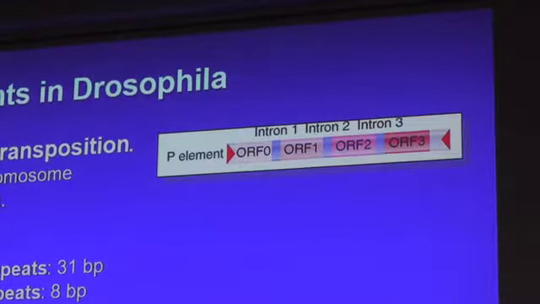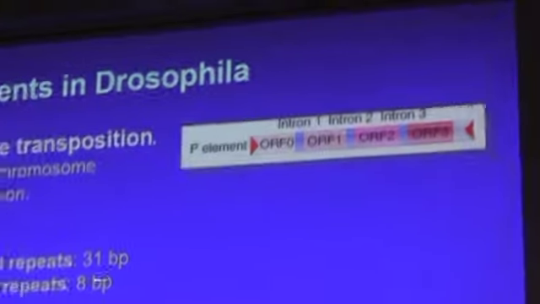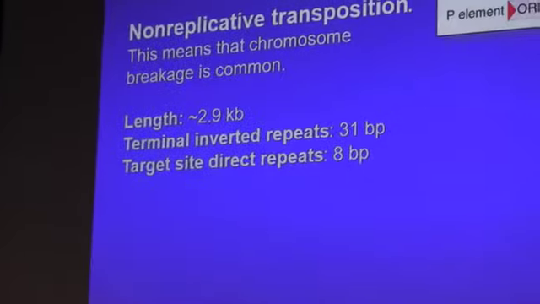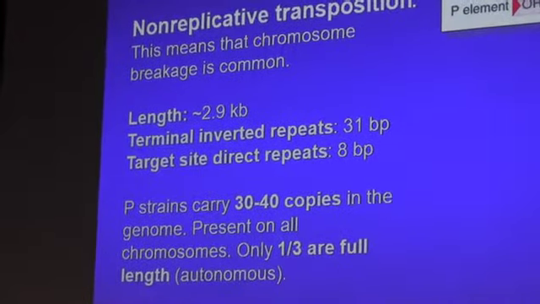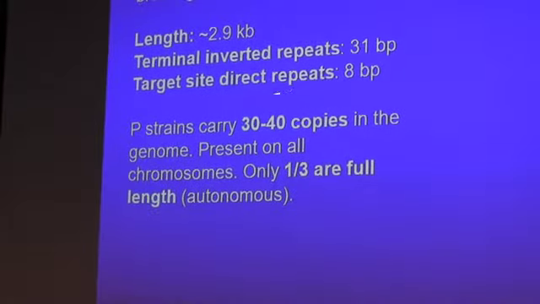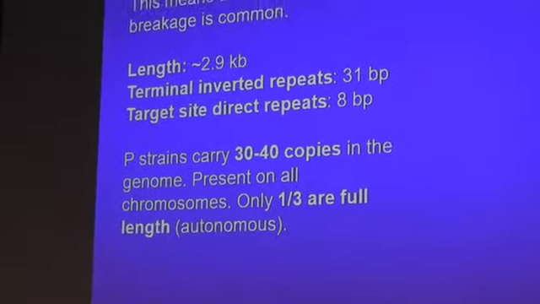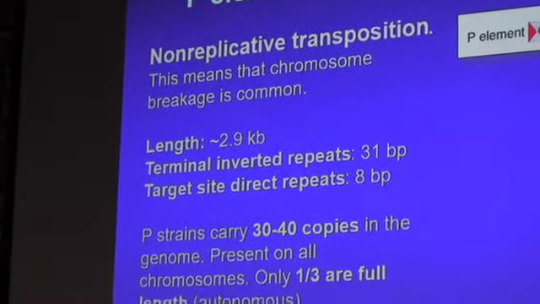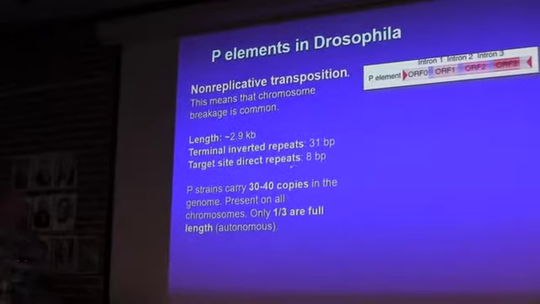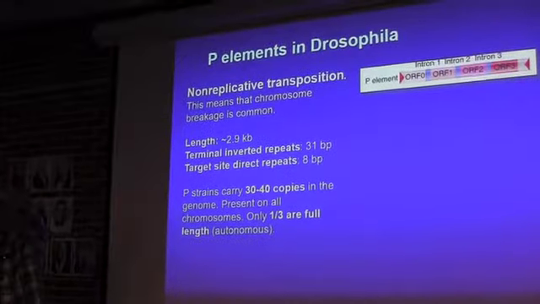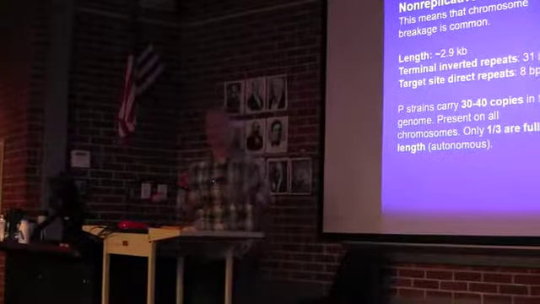Length is pretty long, almost 3 kb. Terminal inverted repeats, though, these little red triangles, are 31 bases, and the actual target site that the enzyme needs is only 8 bases in length. No, I got that wrong. It's the direct repeats that are left when it inserts. So that's the length of the stagger when the transposase cuts, the 8 bases.